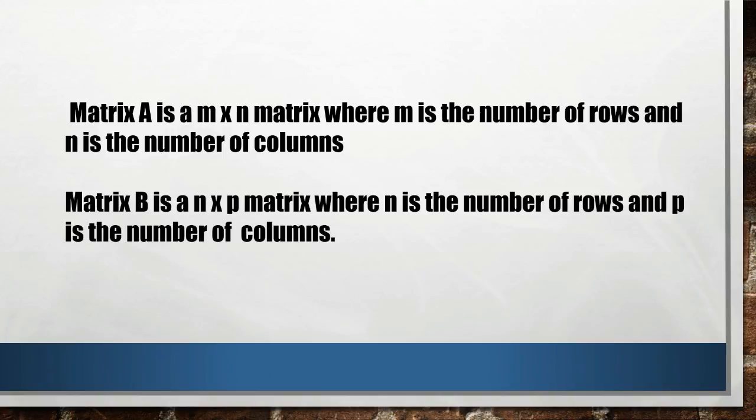For solving matrix multiplication, matrix A is an m by n matrix where m is the number of rows and n is the number of columns. Matrix B is an n by p matrix where n is the number of rows and p is the number of columns.